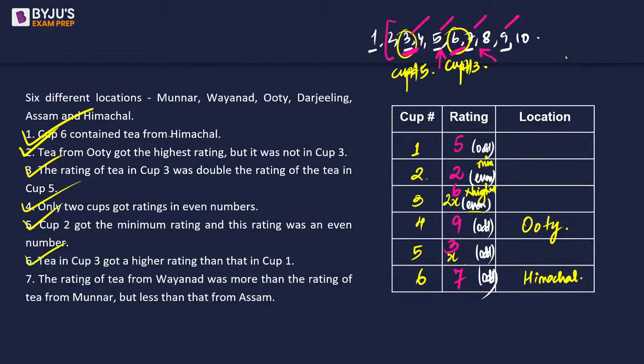Perfect. The rating of tea from Wayanad was more than the rating of tea from Munnar, but less than that from Assam. So we don't know where to put them. Right? So इसको अब ऐसे ही छोड़ना पड़ेगा. So the seventh statement we will have to put as the question is going to ask us. Okay.